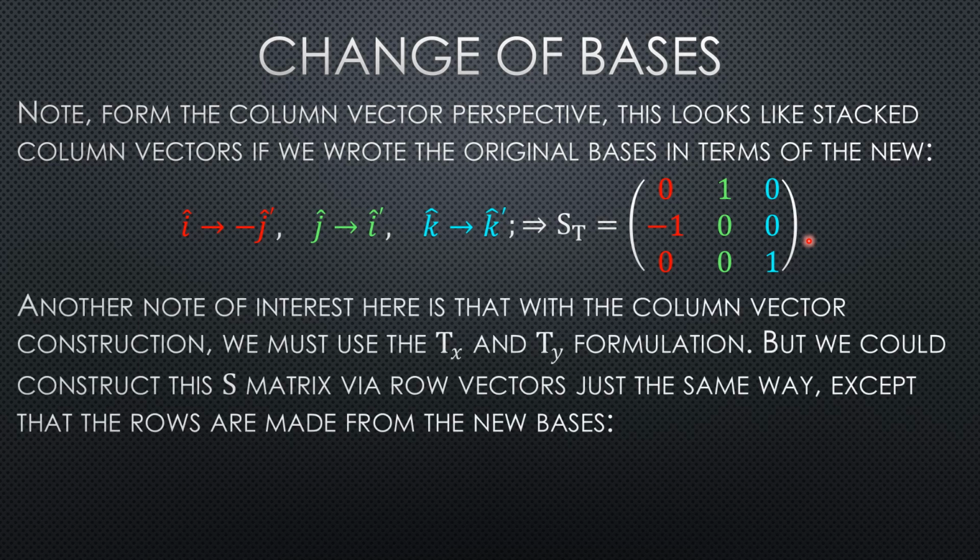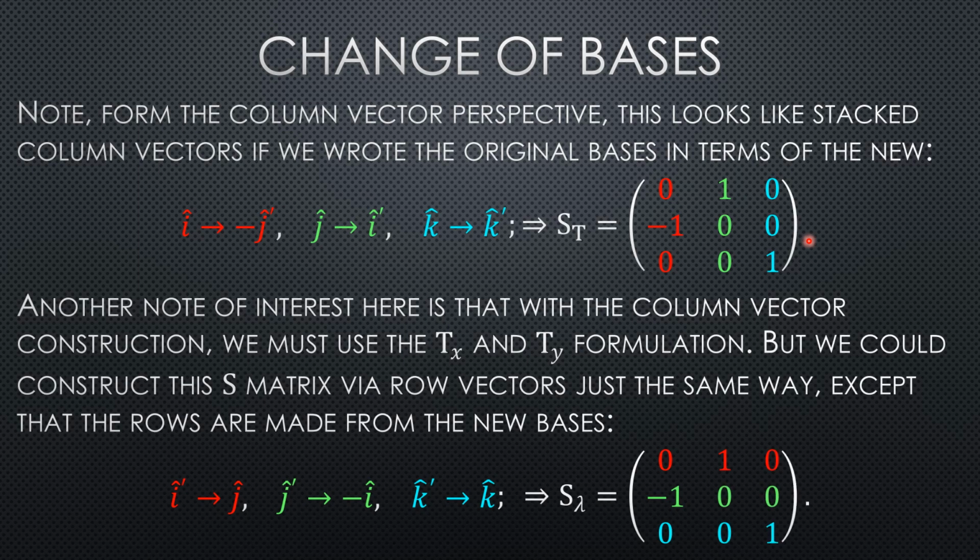Now, on another note of interest here is that for the column vector construction, we might use Tx and Ty formulation, but we could construct the S matrix via row vectors just the same way, except that the rows are made from the new bases. So here, as we see, I hat prime is green here, but it comes from J, right? So I hat prime goes to J, and we see that if that's the case, we have a 0 on our I prime row. We have a 0 for our I prime here. We don't have any old I prime or I hat directions here. We just have a J hat direction and a 0 here.